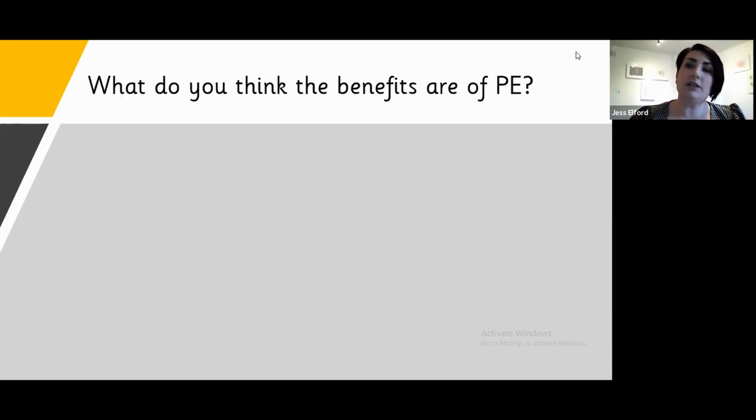So I just want you to spend a couple of minutes noting down as many different benefits of PE that you can think of. So why do we teach it? What are the benefits going to be for our children?